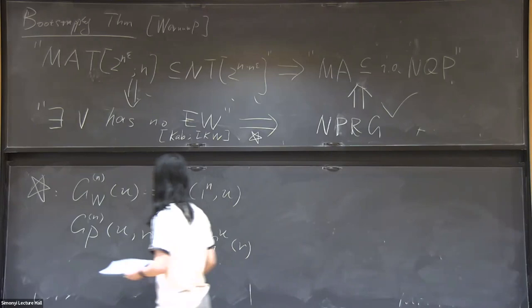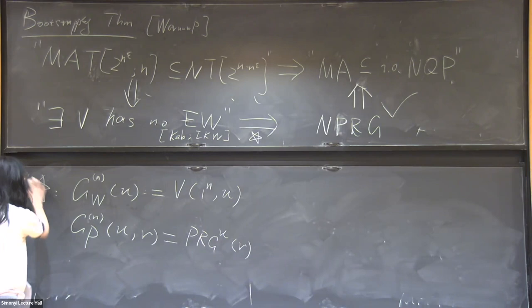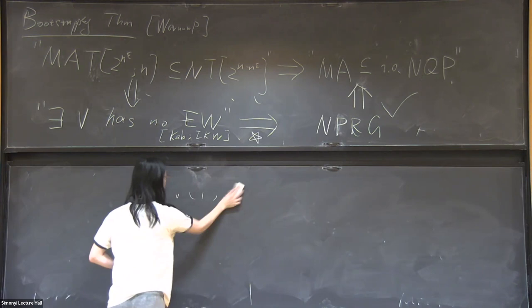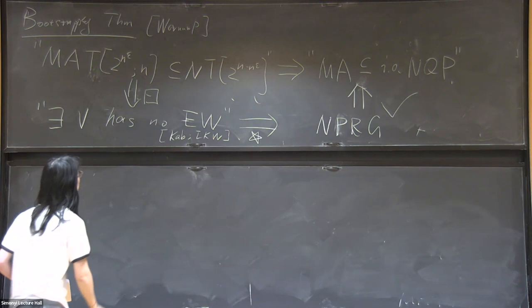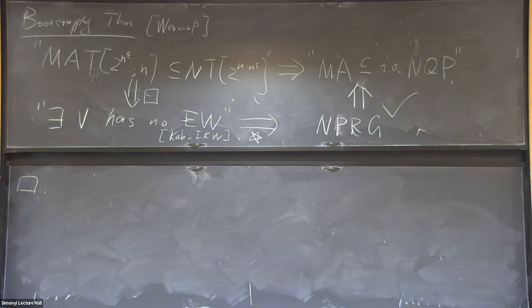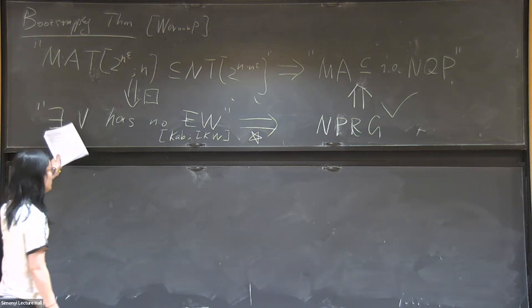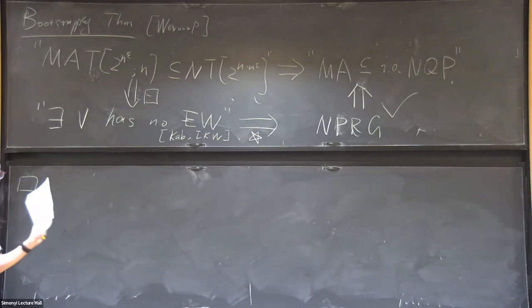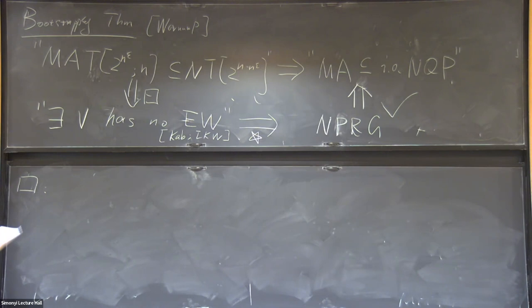Okay, so I guess now I have to get to the real part: how do we prove this? This is where the fun begins, I guess. First of all, I'm saying that this natural definition gives you some verifier that has no easy witness. And this verifier is for some unary language, which is in nondeterministic 2 to the n time. So we have to pick a language and pick a verifier. I'm going to tell you how to pick them.